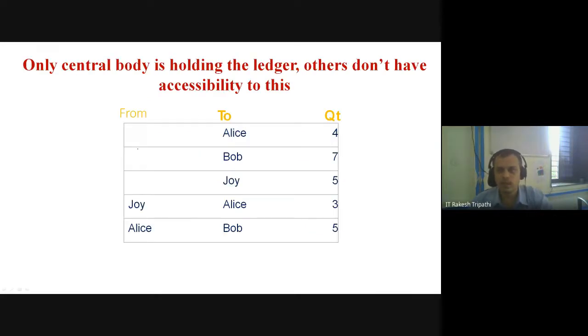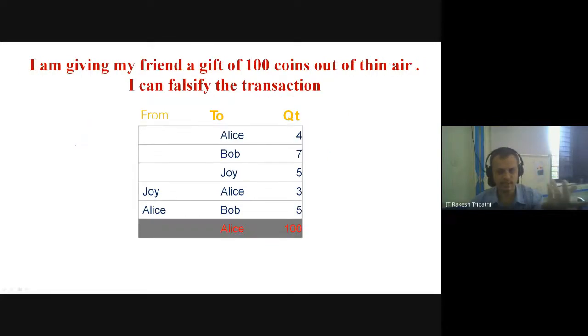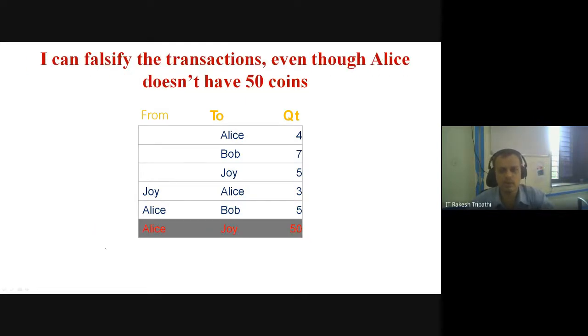Others don't have accessibility to this. Who has this ledger? Only the bank. Now what can the bank do? It can add an entry and give 100 rupees to Alice out of thin air. Nobody knows. Nobody will be able to verify from where Alice got this 100. So in a transaction, out of thin air, you can falsify a transaction, because SBI is not doing this, but there is a chance of doing this. The bank can say Alice can transfer Joy $50, even though Alice doesn't have $50. So it can falsify a transaction.